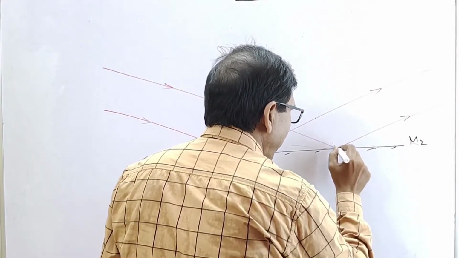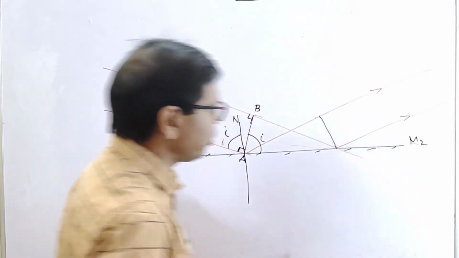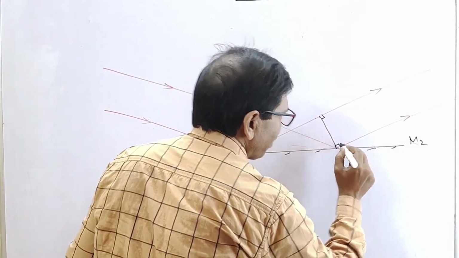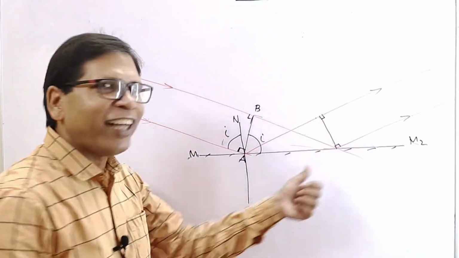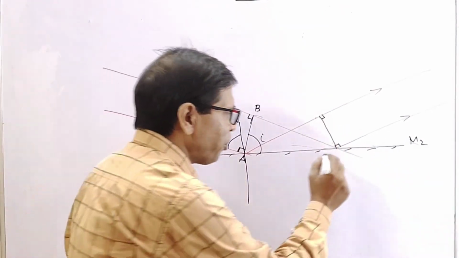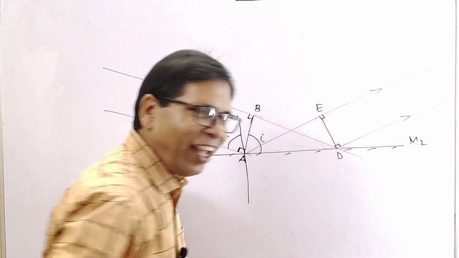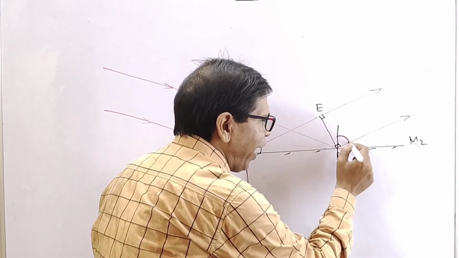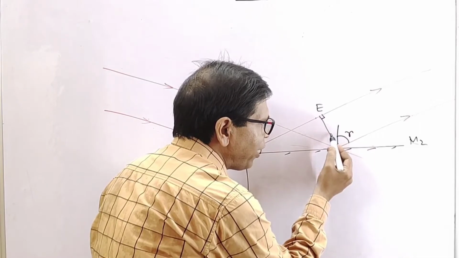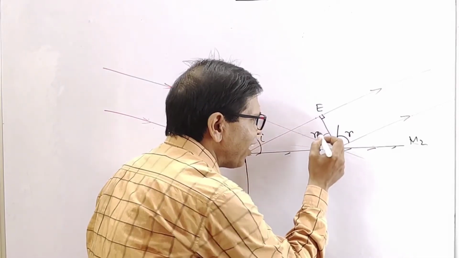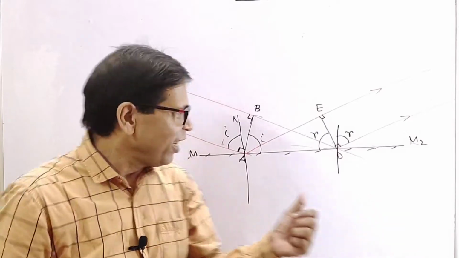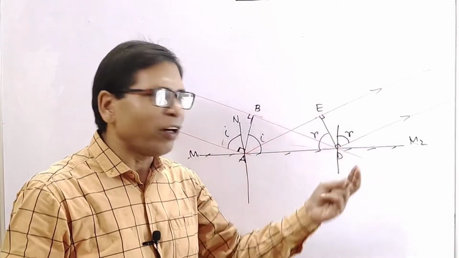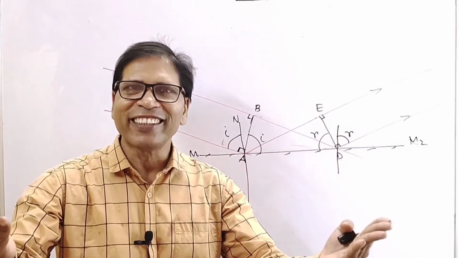Now a perpendicular line is drawn on these two reflected rays. This is perpendicular to this and this is also perpendicular to this, so this represents the reflected wavefront. Suppose this is DE. Understood? Now a normal is drawn here. If this is the angle of reflection r, this is 90 minus r, so this is r. Here the incident wavefront is perpendicular to the incident rays, and the reflected wavefront is perpendicular to the reflected rays.